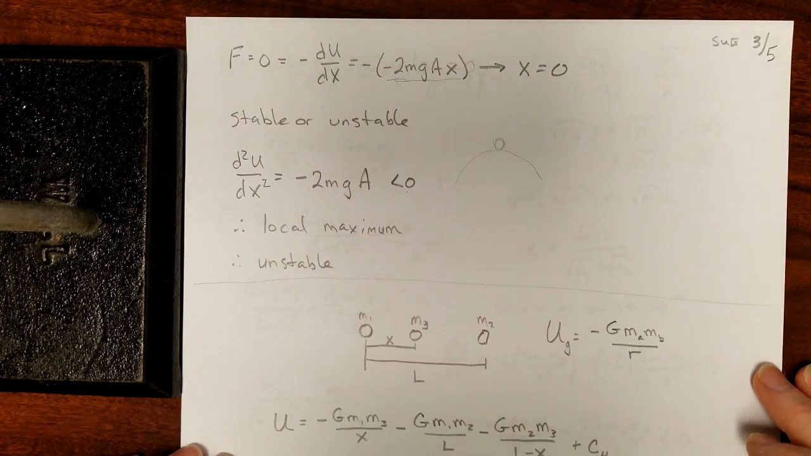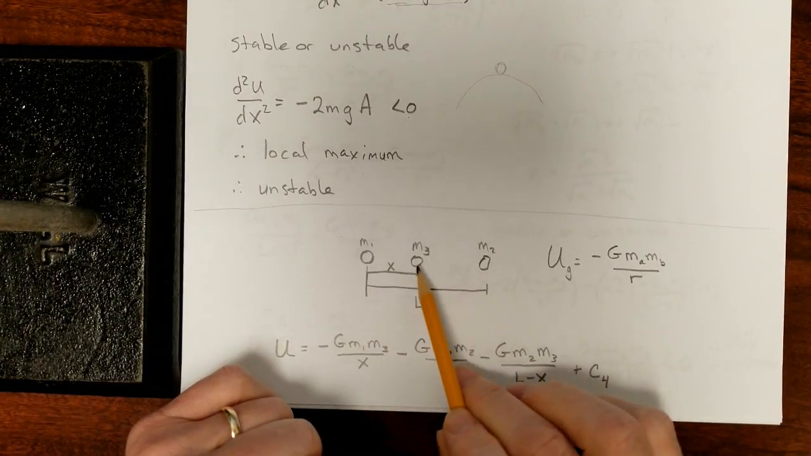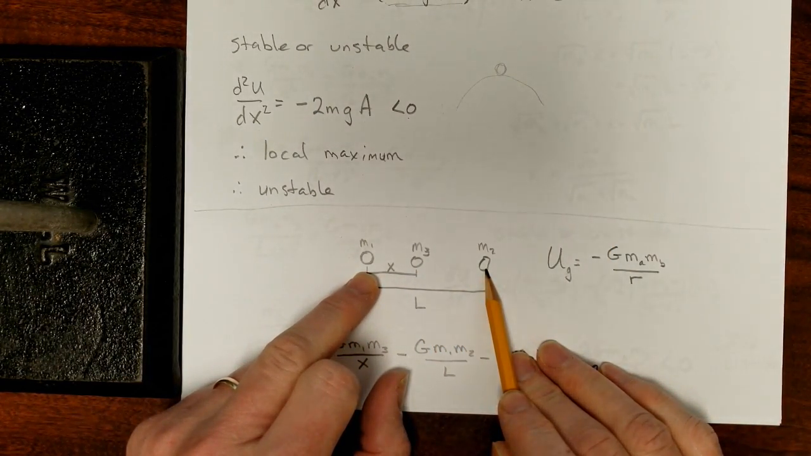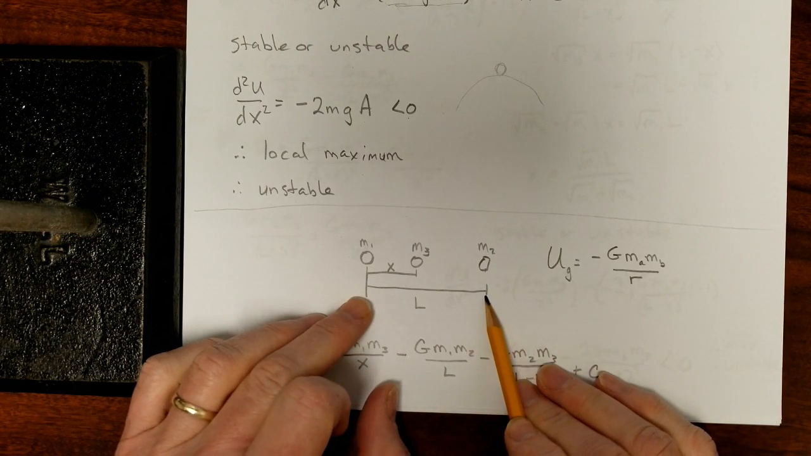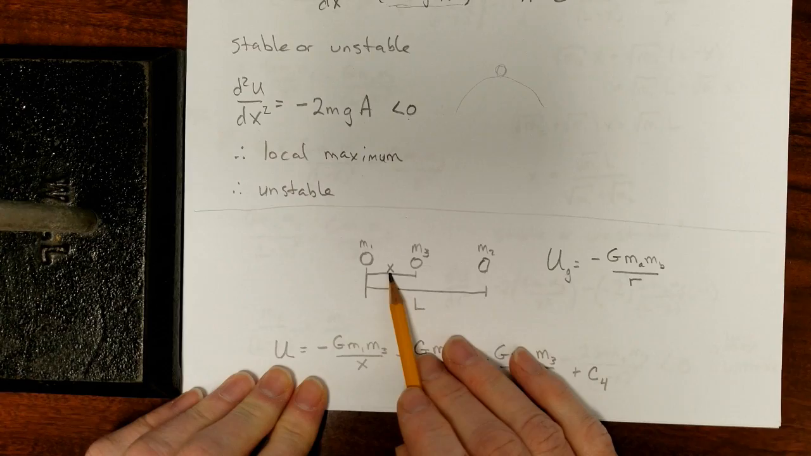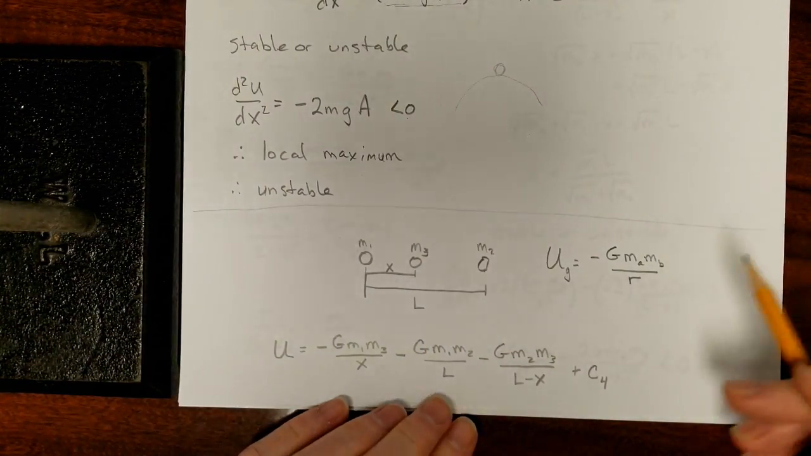Now let's go to a more complicated problem. I have 3 masses here, mass 1, mass 2, and mass 3 is in the middle. I'm assuming mass 1 and mass 2 are fixed. In other words, they will not move, and there's a distance L between them, and I want to figure out where the equilibrium is in between. So I have this value of x. Now there are other ways of doing this, but I'm going to do it from the potential energy point of view.